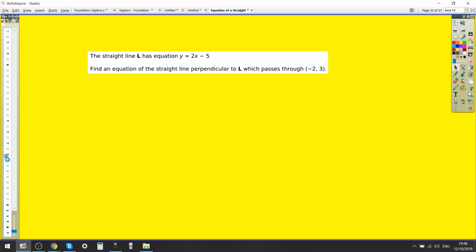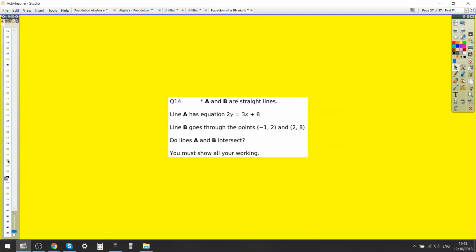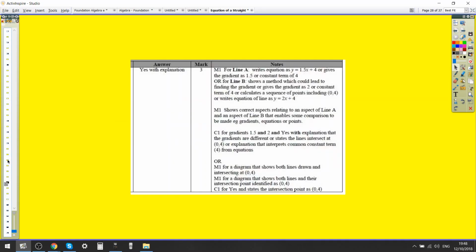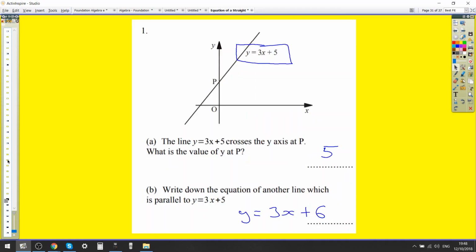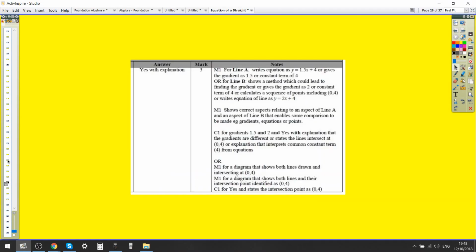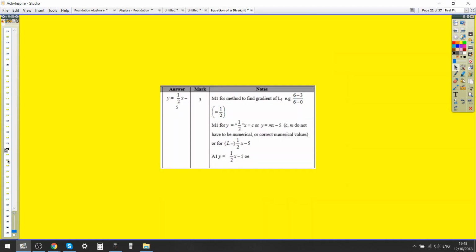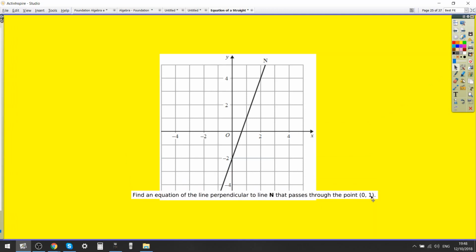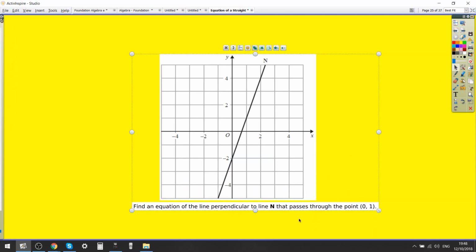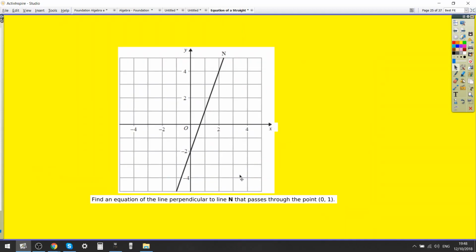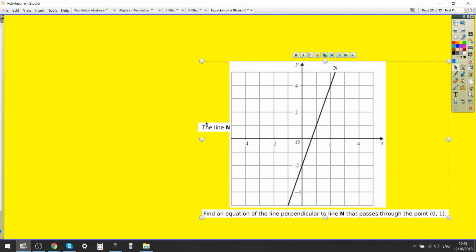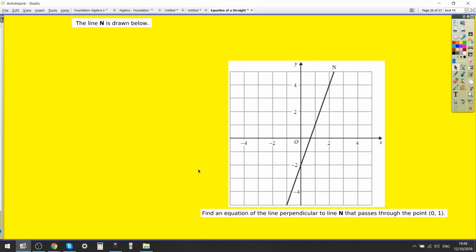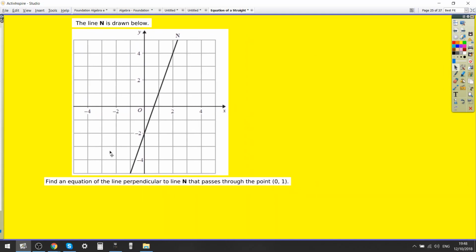Let's see. So there's lots of perpendicular. Okay, how do we do this? What if it said parallel instead of perpendicular? If it was parallel, they would have the same gradient.